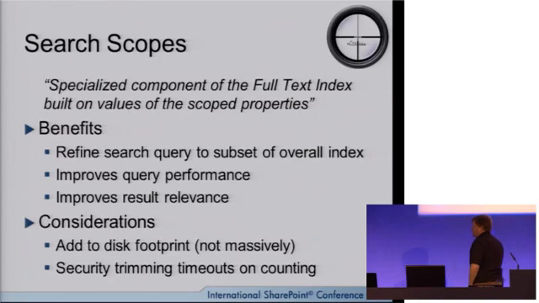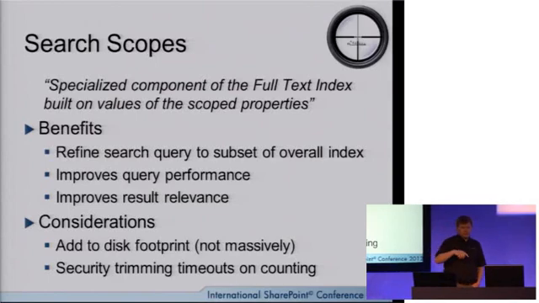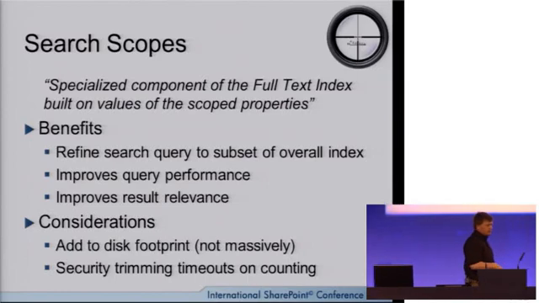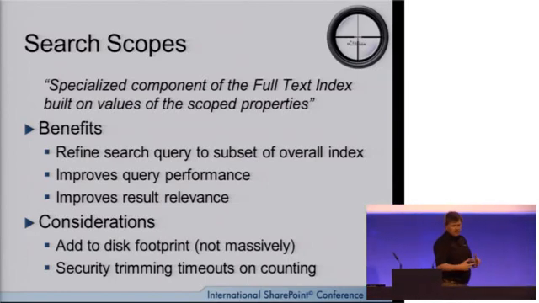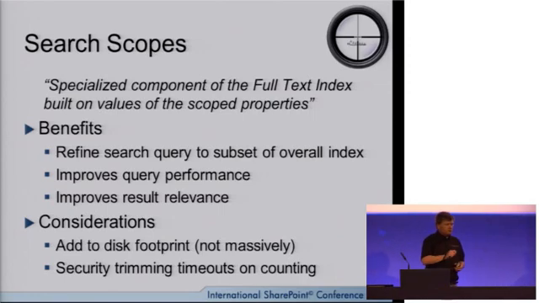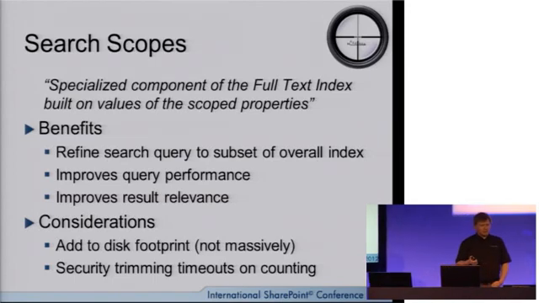A couple of things to consider. They do add to the disk footprint. Every single scope creates a set of files in the CI files folder on the disks on your query servers. It's not huge, it's not like another set of index, but it can become significant. It's just worth remembering. And then finally, security trimming timeouts on count. If you've configured environments with lots of scopes, you might find that when you try to render the scopes page, it either times out or the scope counts are full of errors. I'm pretty sure most people will have seen that. That's usually because of the security trimming timeouts. We only have a 10-second limit to pull back a scope count, and it's hard-coded into the product.